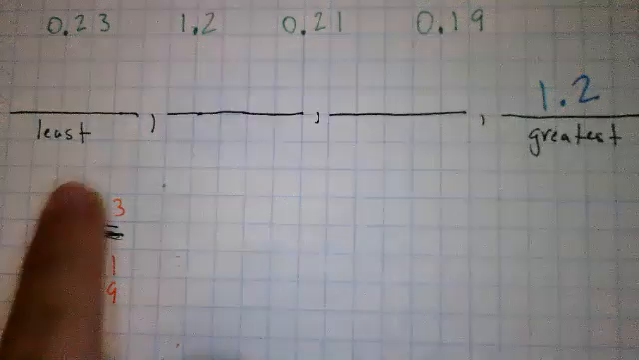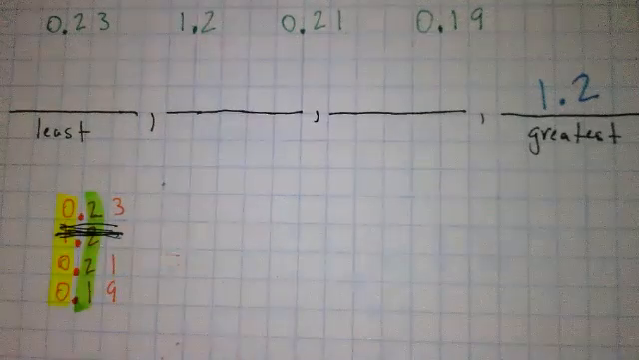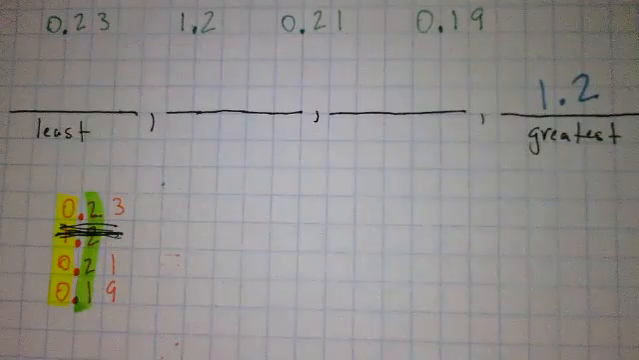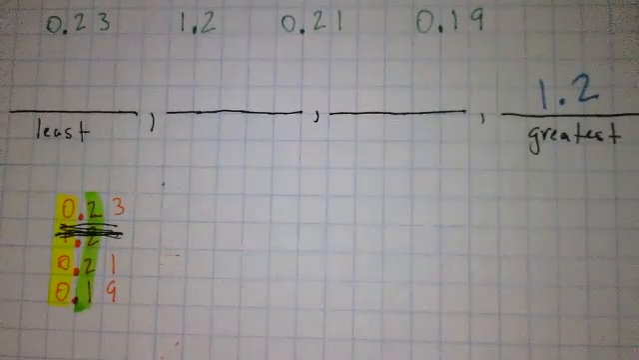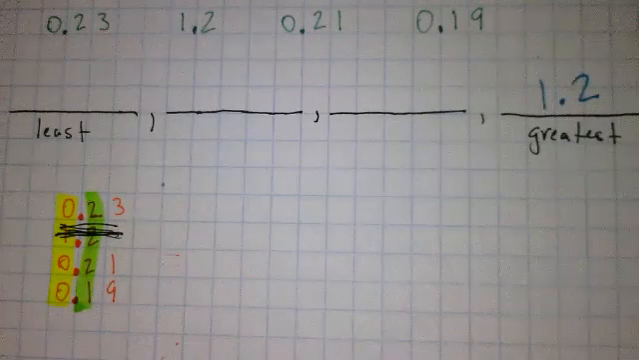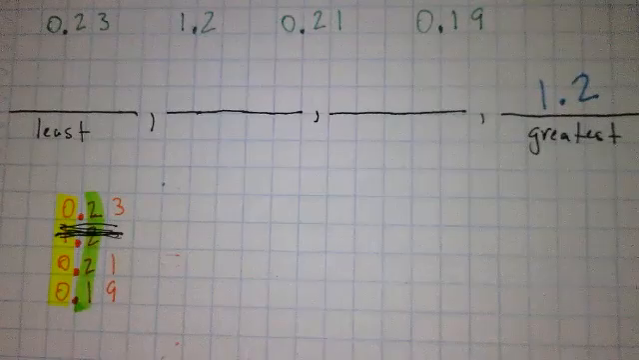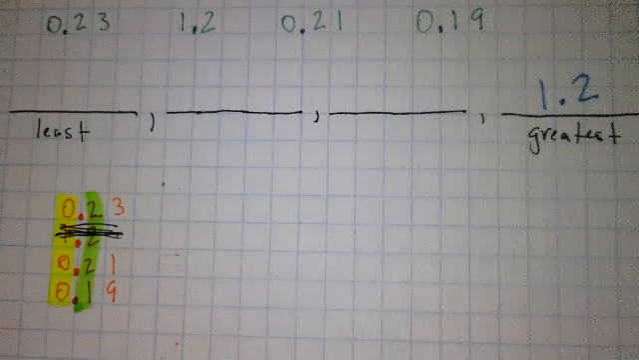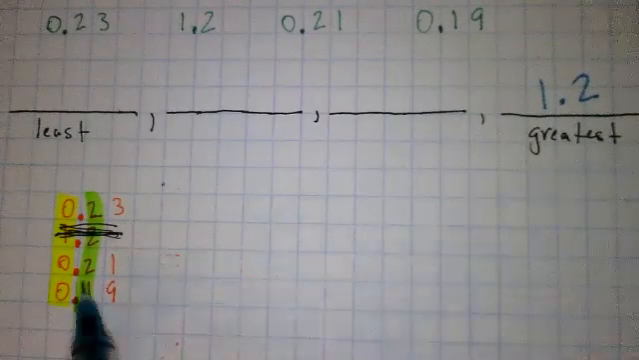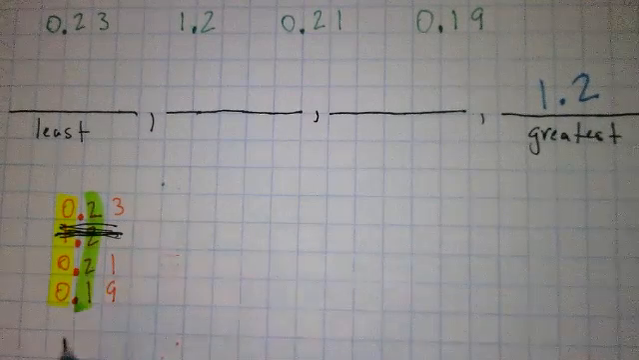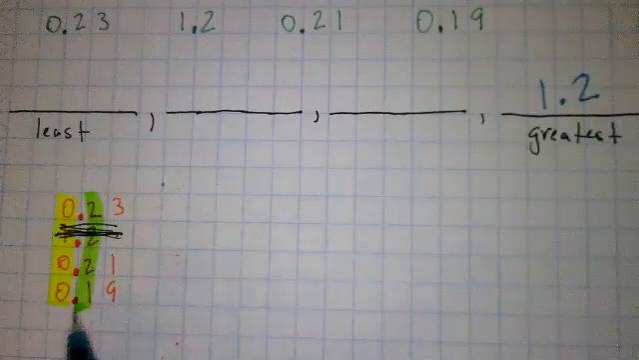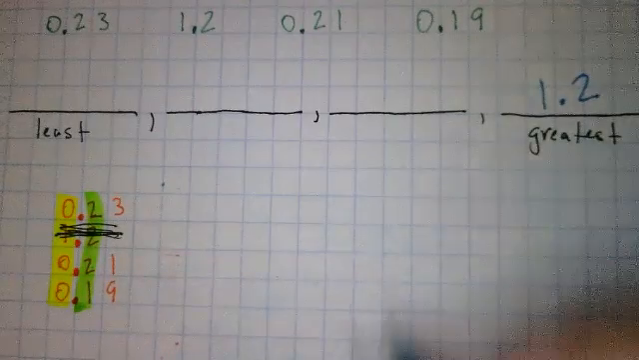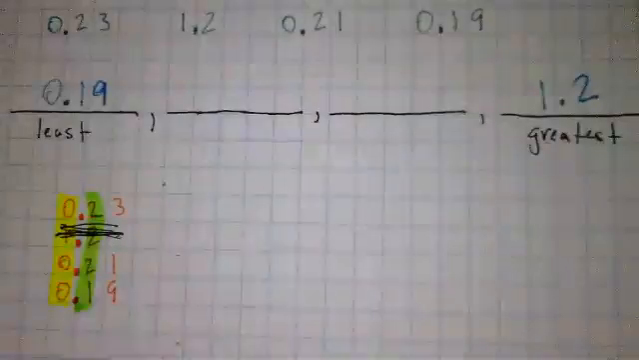In that tenths place value, I have 2 2s and a 1. What do you notice about that? Well, which one's different? You said the 1, right? How is it different than the 2s? It's smaller, right? Okay, so if these 2 2s are the same, and we have a 1 here, that automatically tells me that 0.19 has to be my least number.